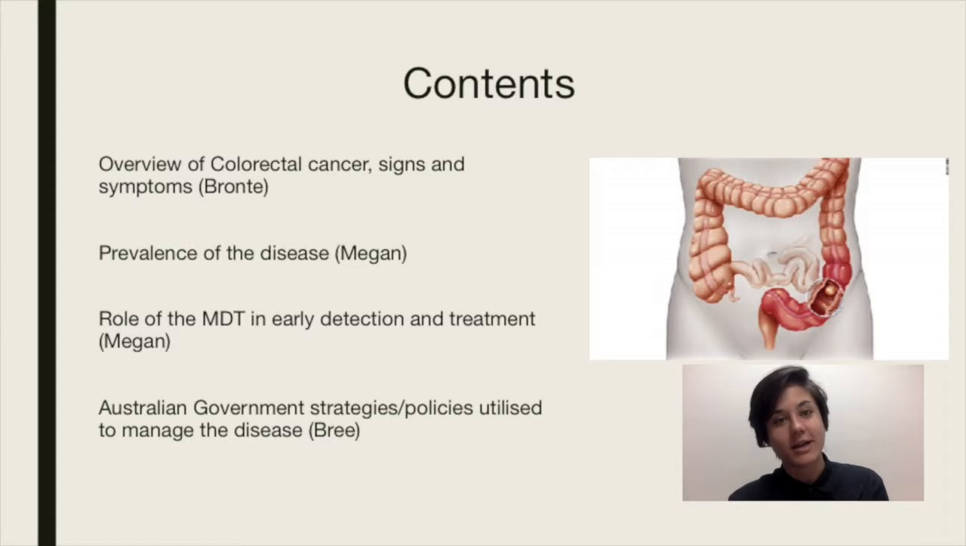So, I'll be explaining what the disease is, the risk factors which increase its prevalence, and the symptoms associated with it. Meg is going to discuss the statistics of the disease and the role of the multidisciplinary team, and Bree will talk about the policies and strategies employed to reduce the number of people it affects and the management of the disease.